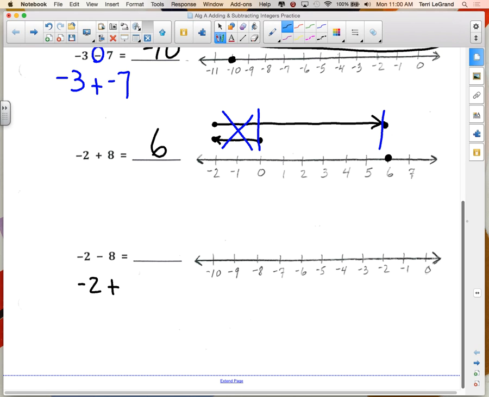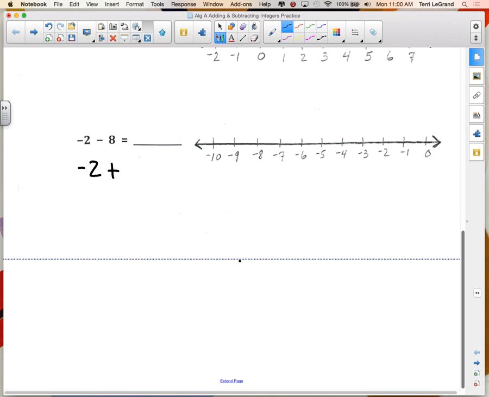Andrea, you got it? -2 plus -8. The subtraction becomes the addition. The opposite of positive 8 is -8. So we're adding two negatives. What happens when you add two negatives? Will the answer be negative or be positive? Negative. Has to be negative.